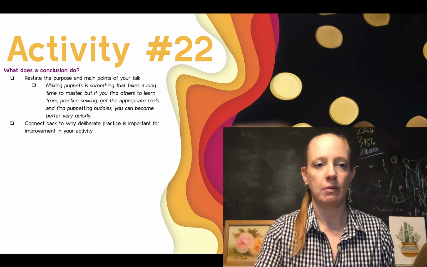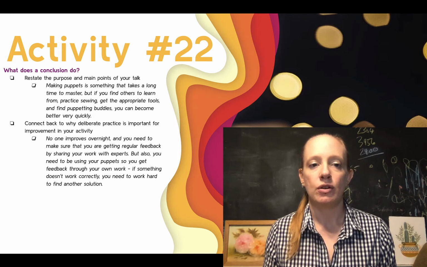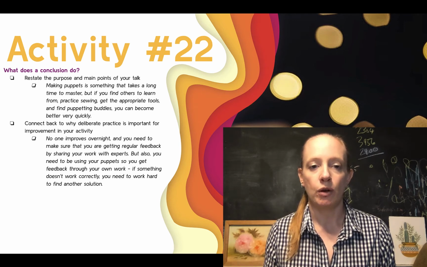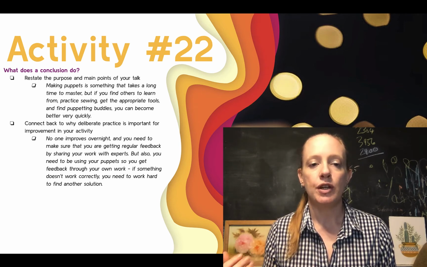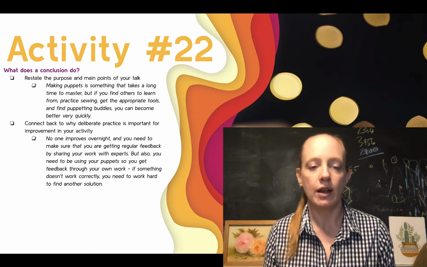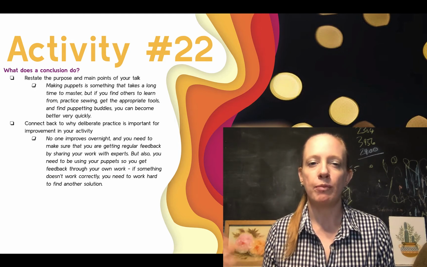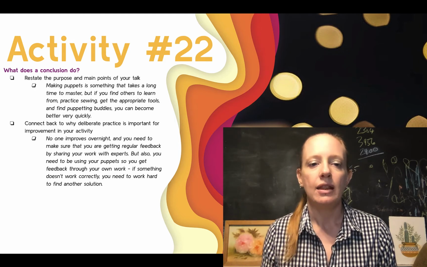Connect back to why deliberate practice is important. No one improves overnight, and you need to make sure you're getting regular feedback by sharing your work with experts. But also you need to be using your puppet so you get feedback through your work. If something doesn't work correctly, you need to work hard to find another solution. So I'm not going through every feature of deliberate practice, but I'm bringing up some of the more important ones and the ways that you get better.